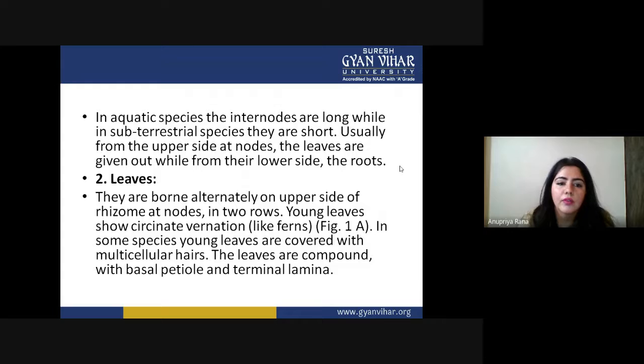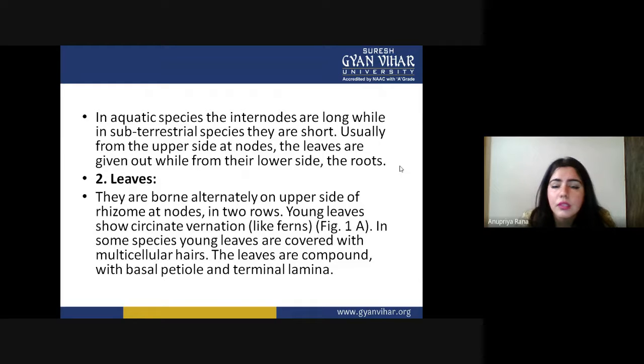So now we are going to see the leaves. I think the rhizome structure is clear. They have indefinite growth, they have nodes, they have internodes, and in subterrestrial species they have short internodes. In the aquatic one they have long internodes. Leaves are borne alternately on the upper side of the rhizomal node.